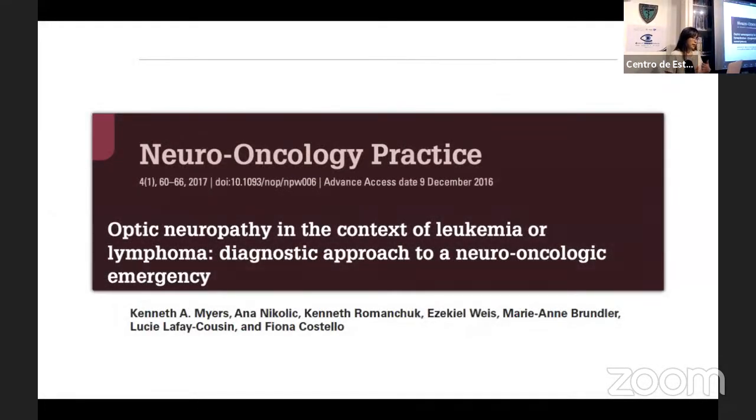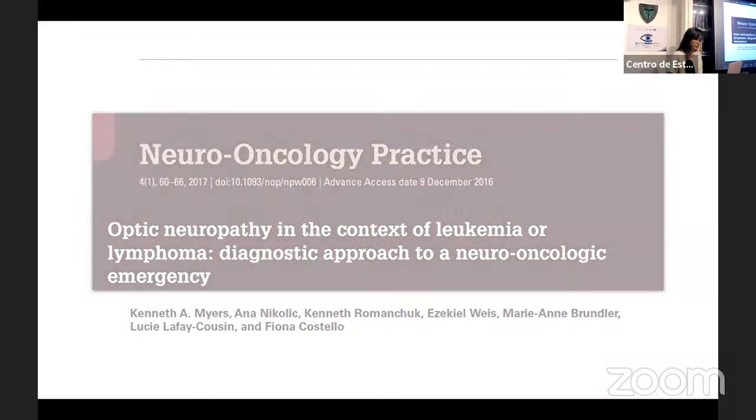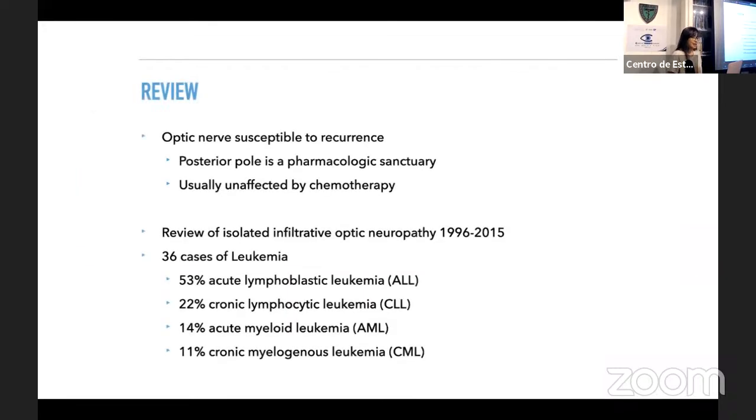So we brought here this paper from the neuro-oncology practice. The title is Optic Neuropathy in the Context of Leukemia or Lymphoma, Diagnostic Approach to a Neuro-Oncology Emergency, which was published by Myers and colleagues and was made in Canada. So they say that the optic nerve is susceptible to recurrence because the posterior pole is a pharmacologic sanctuary and is usually unaffected by chemotherapy, which our patient underwent last year.